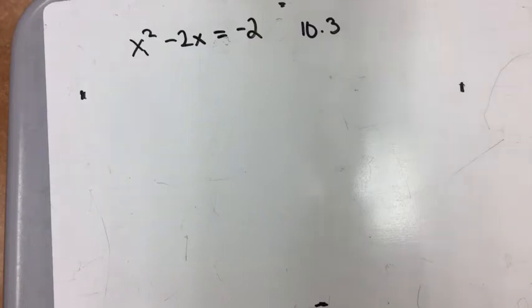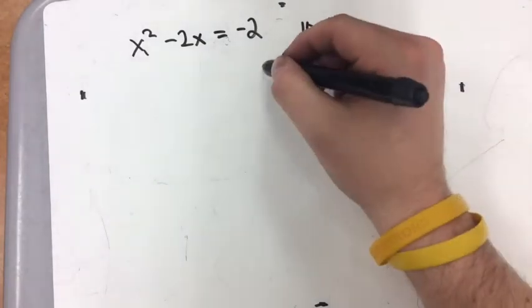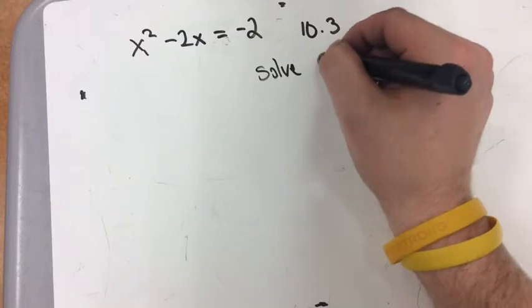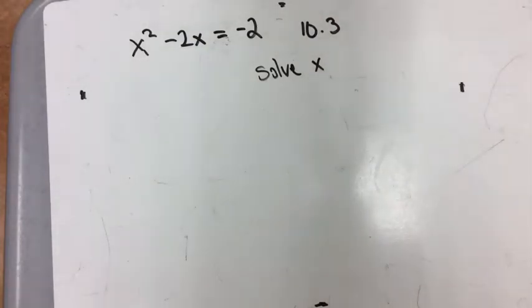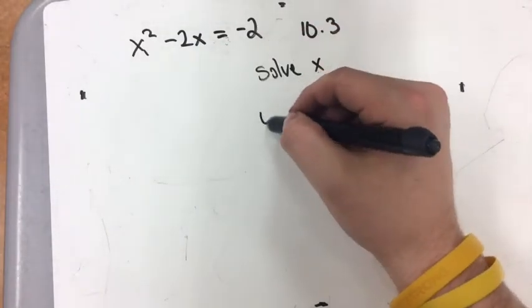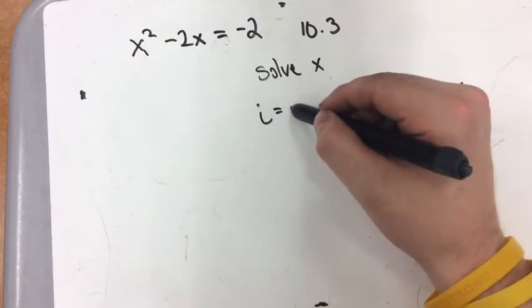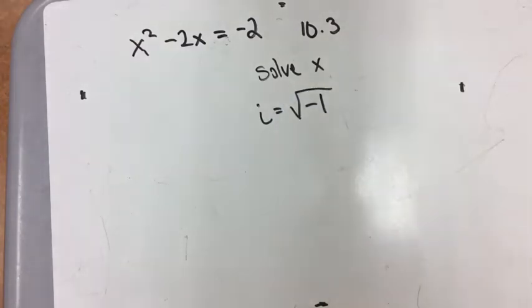Okay, this is section 10.3. We're right back to algebra's favorite game, which of course is solve for x. However, we have a new weapon. We have our weapon of i, and i equals the square root of -1.